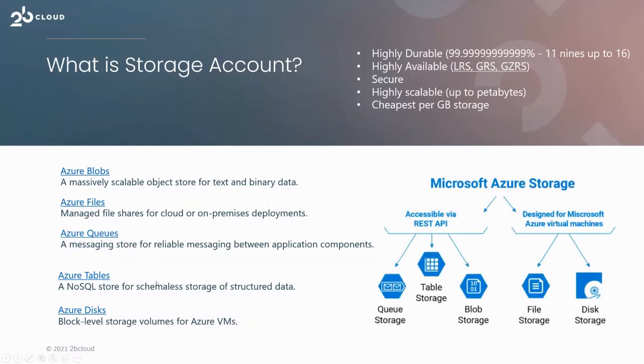If we create two main groups and try to divide those types of storage between them: the queue, the table, and the blobs are mostly designed for developers and for applications. Therefore, you can access them via REST API and SDKs. And the file storage and the disk storage are mostly designed for working with virtual machines and the traditional way of file sharing.